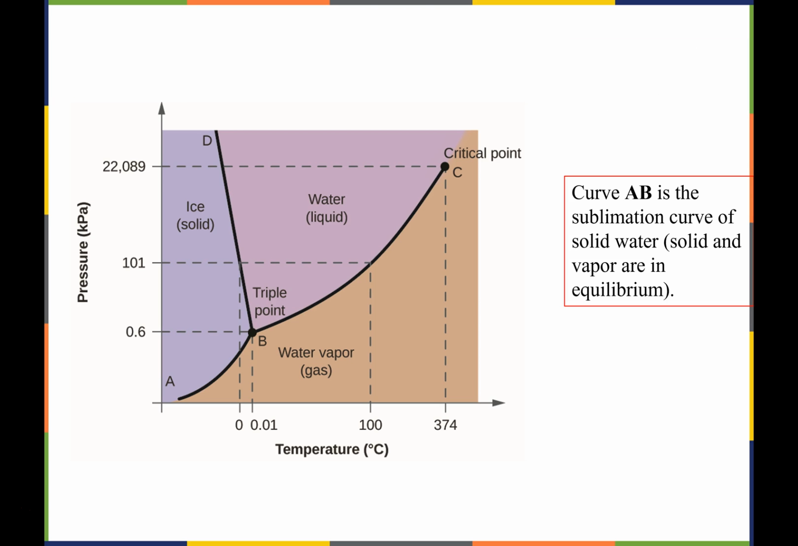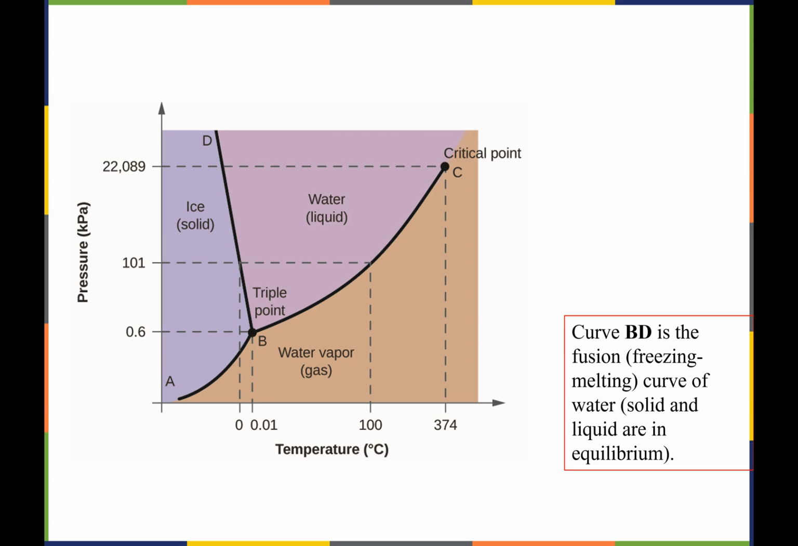Now the next one, it says you find the AB curve. And this is my favorite. So the AB curve. This throws me off because it's water, so I tend to think of liquid water, but this is the gas and the solid. So that's the sublimation or deposition. And the BD curve looks like it's separating solid and liquid, so that must be the melting and freezing.